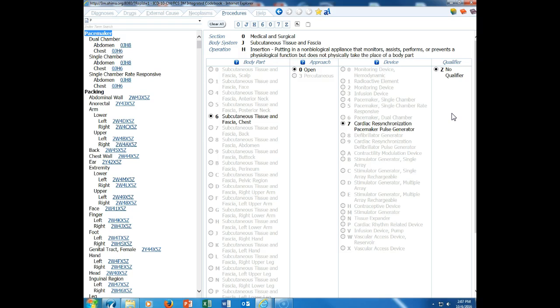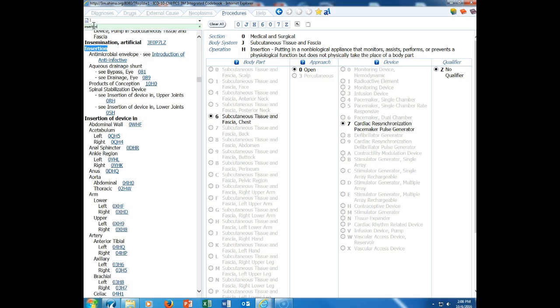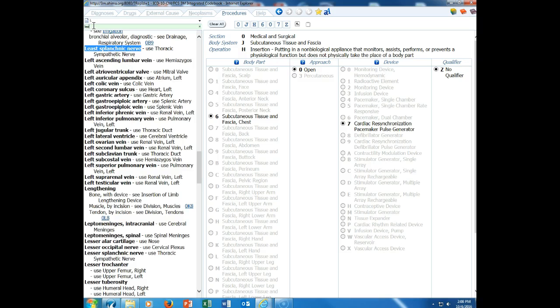Then we have to code the insertion of the leads, and the leads went into both ventricles, so the right and left ventricle, and then into the right atrium. And so that is 3. We have 3 leads to code. So let's just type leads. I don't think anything will come up. No.